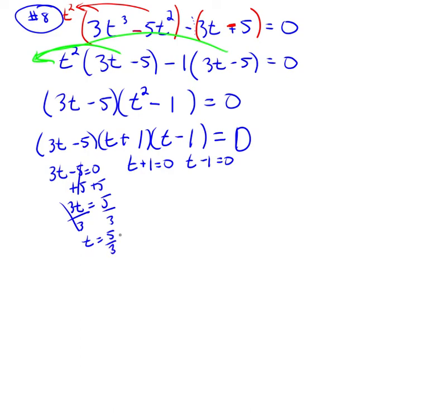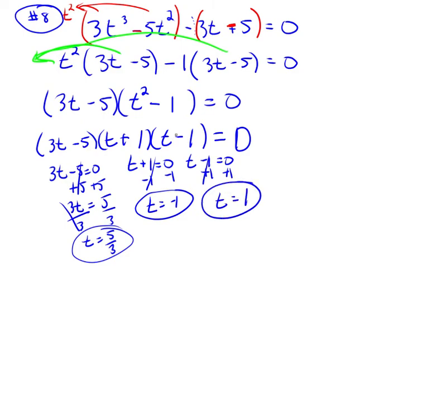So 5/3 is one of them. Minus 1, plus 1, and t equals negative 1 for this plus 1, and t equals positive 1 for this t minus 1 to make that 0. So our solutions on our solution line would be negative 1. Well, we could do plus or minus 1, comma, 5/3. And each one of those will make this problem equal to 0.